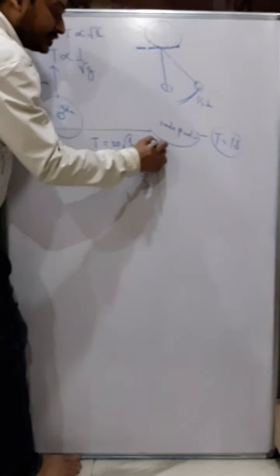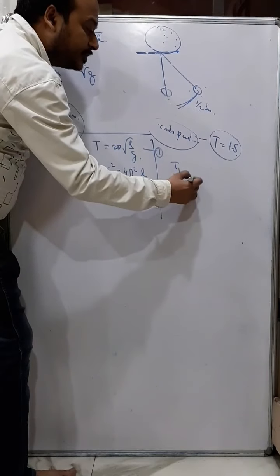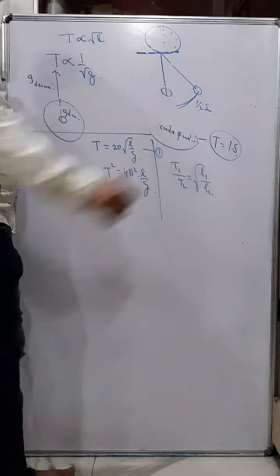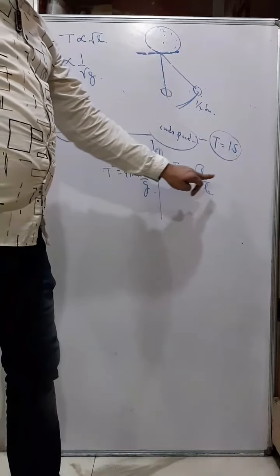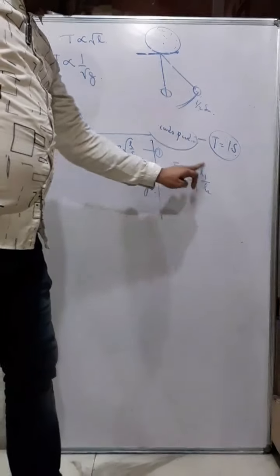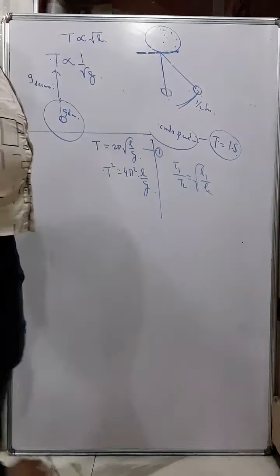This is the first. The second relation, we can also say that T1 by T2 will always be equal to the square root of L1 by L2. These are for two different conditions. So when the time period is T1, the length is L1, and when the time period changes to T2, the length is L2. Now out of these 4, if you know any 3, you can get the fourth value. So this is number 2.